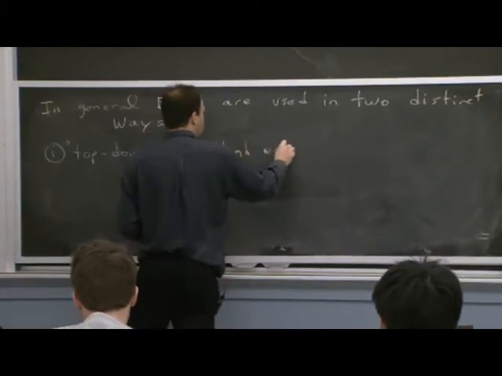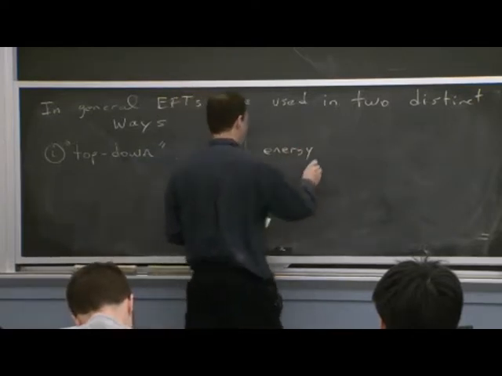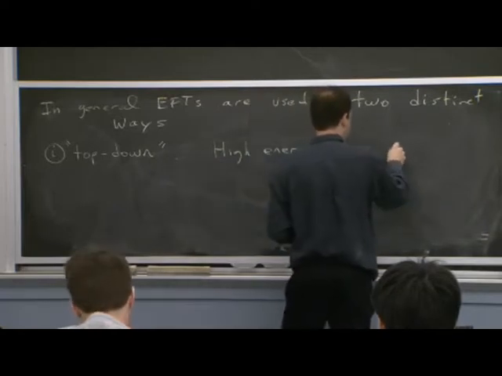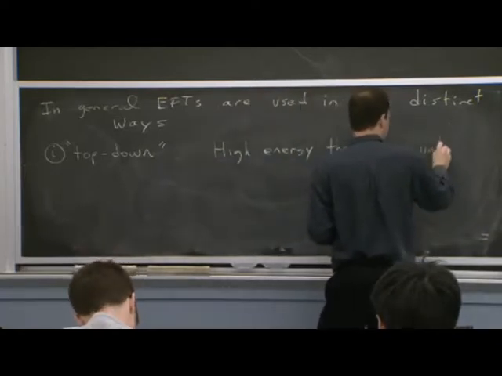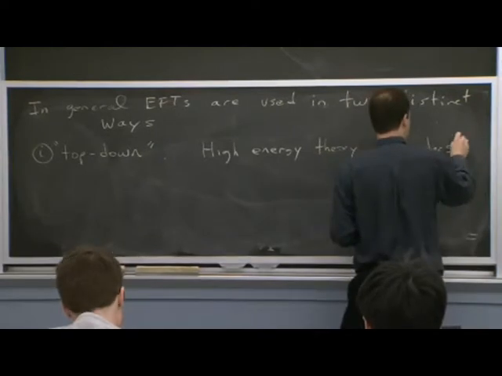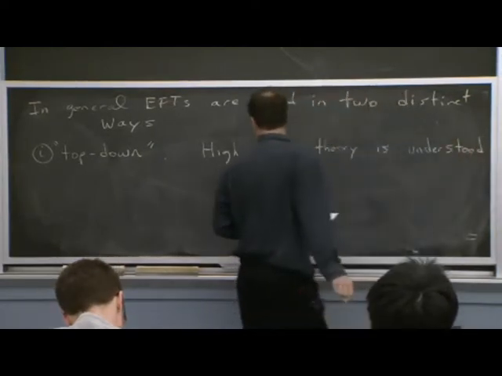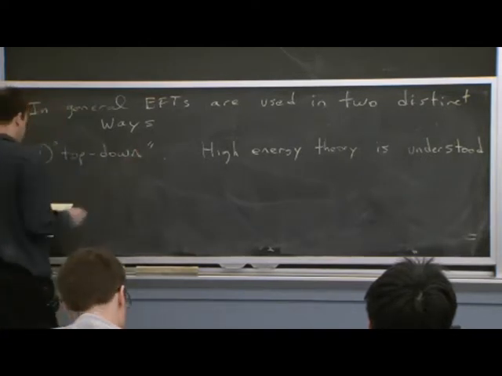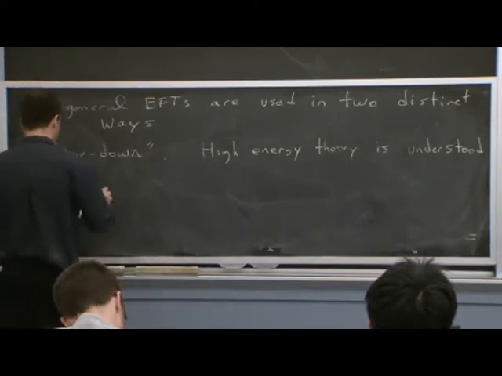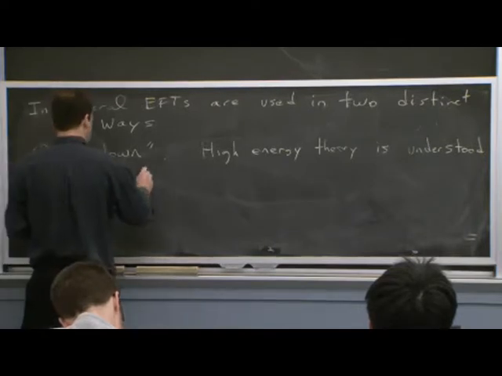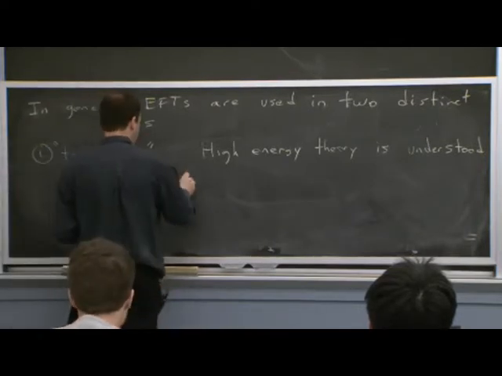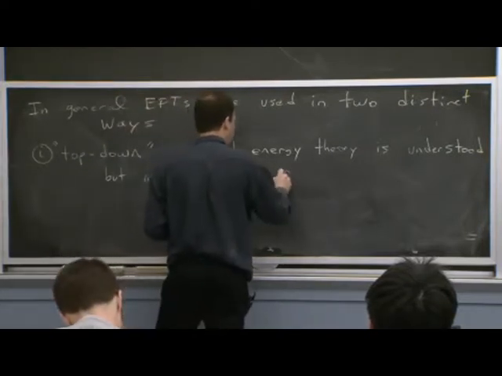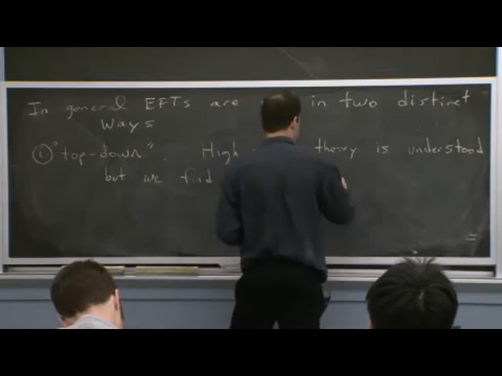In the top down situation, you know what the high energy theory is. I'm going to keep using this language of masses where I have a high energy and low energy theory, and we'll think about it more generally when we come to examples where we need to. So in this top-down case, we have a high energy theory, say the Standard Model, and that theory is understood in the sense that we can write down the Lagrangian for it. But we're not satisfied with that. We find it useful to have a simpler theory.